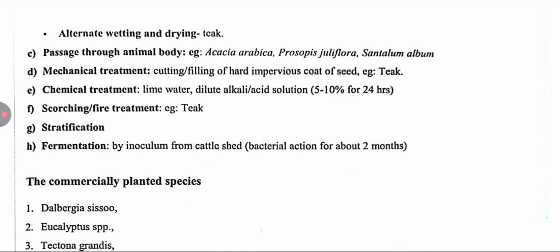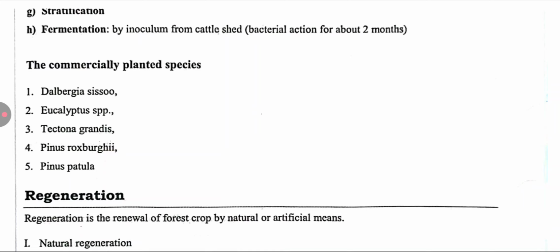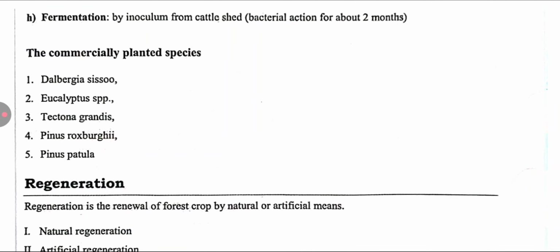And the commercially planted species: Dalbergia, Eucalyptus, Tectona, Pinus roxburghii and Pinus patula. Five of them.